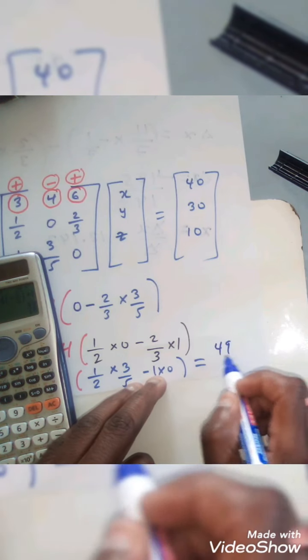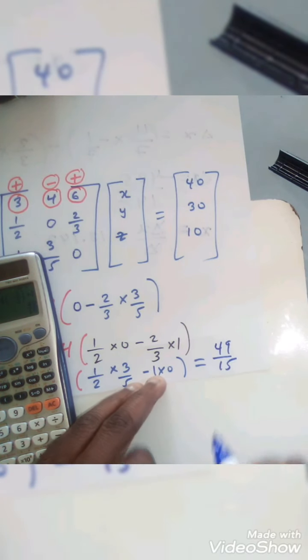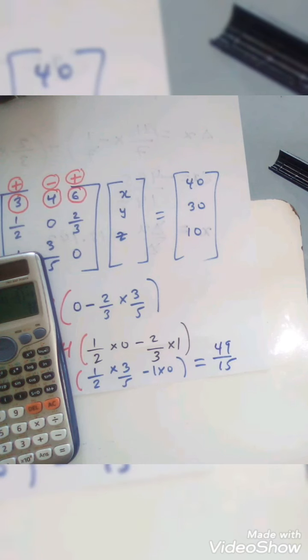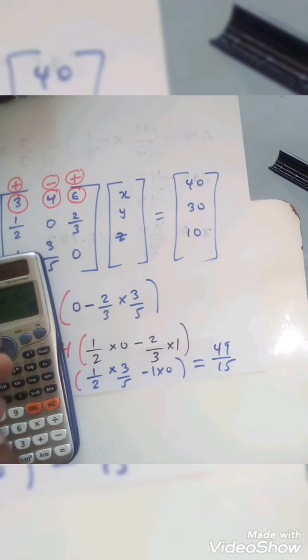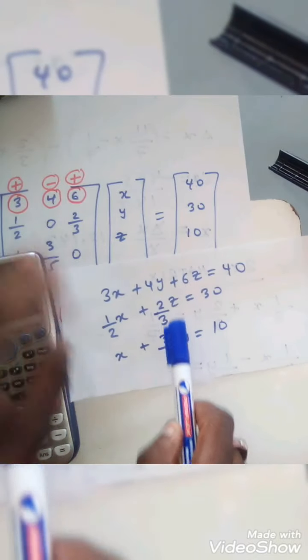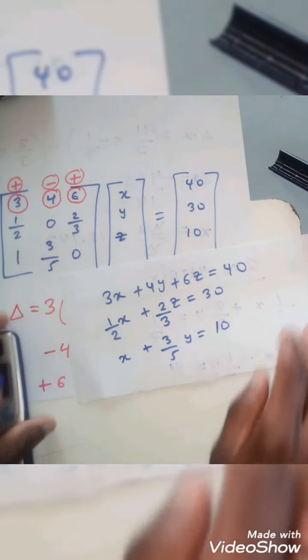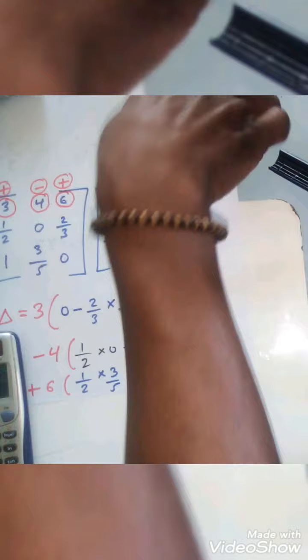So 49 over 15. I would recommend you write it as a fraction so that you don't round off all the way. So you can just write your determinant as a fraction and then the determinant of whatever they're asking you for. And for this example, I'm planning to find the determinant of z. So what is going to be then the determinant of z?